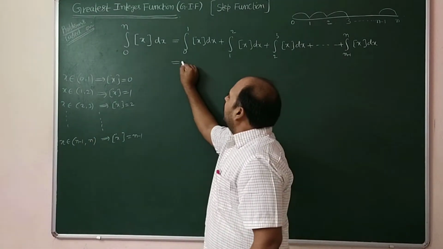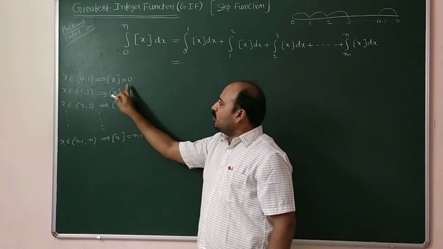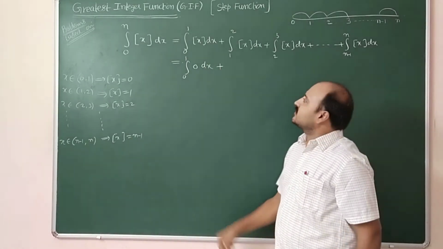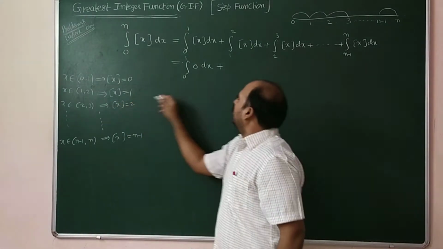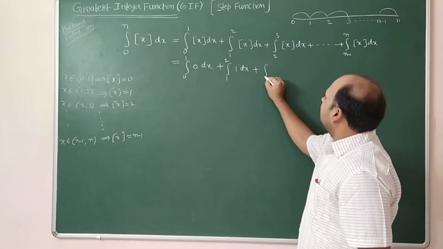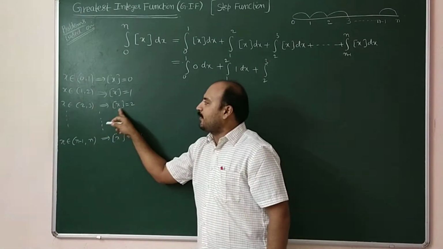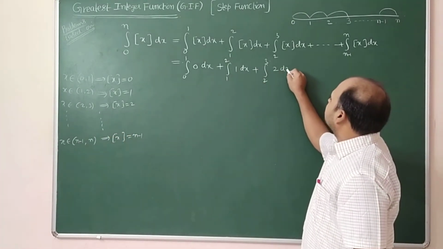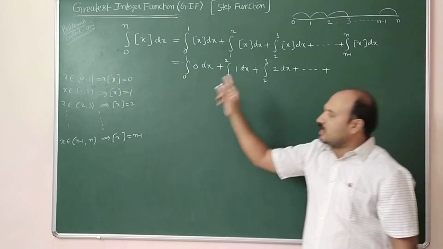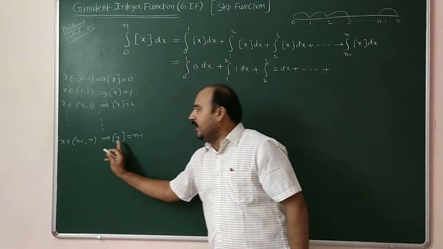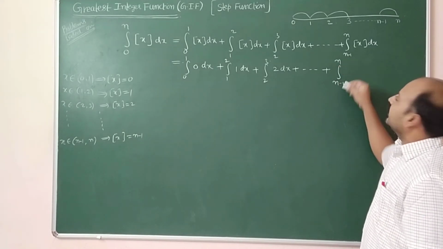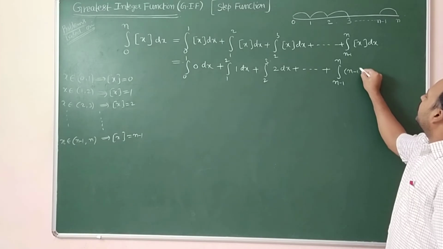So now, in between 0 and 1, step x value is equal to what? 0. So integral 0 to 1, 0 into dx, plus integral 1 to 2, step x value is what? 1. Integral 1 to 2, 1 into dx, plus integral 2 to 3. In between the 2 to 3 interval, the step x value is what? 2. So 2 into dx plus and so on. Integral n minus 1 to n step x. So in the interval of n minus 1 to n, the step x value is n minus 1. So integral n minus 1 to n, n minus 1 into dx.